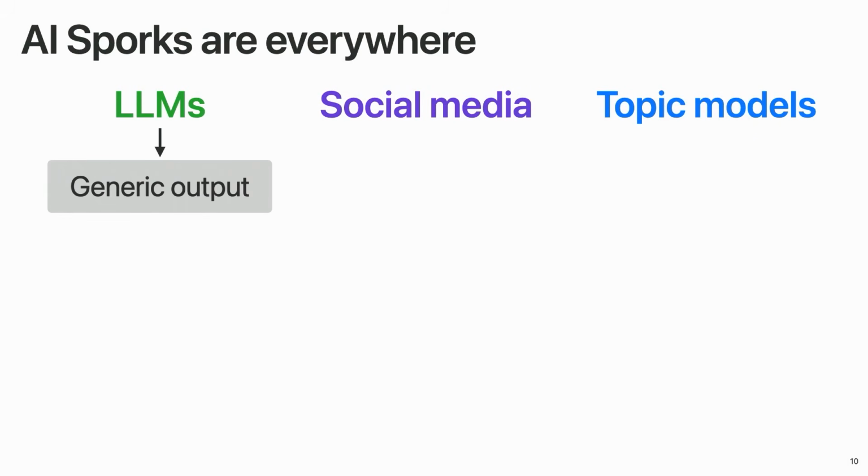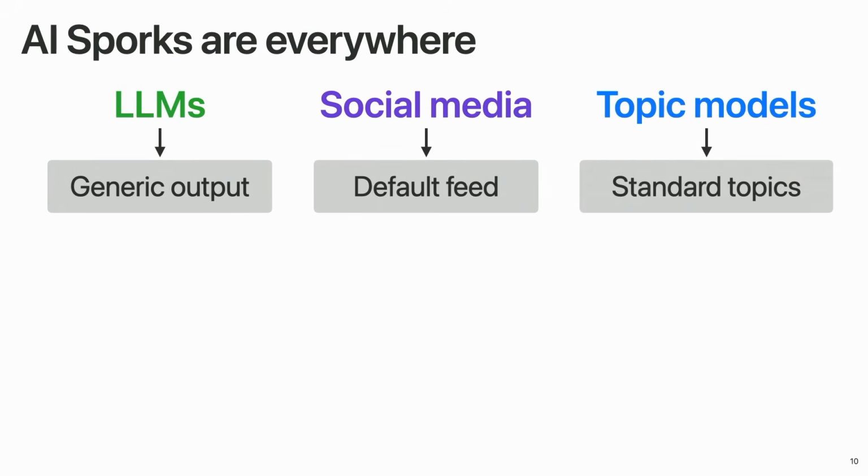For LLMs, we see these types of generic outputs, but social media also has these default feed rankings that we see and that shape our opinions. And topic models that help us analyze broad swaths of text have these standard topics that get surfaced.